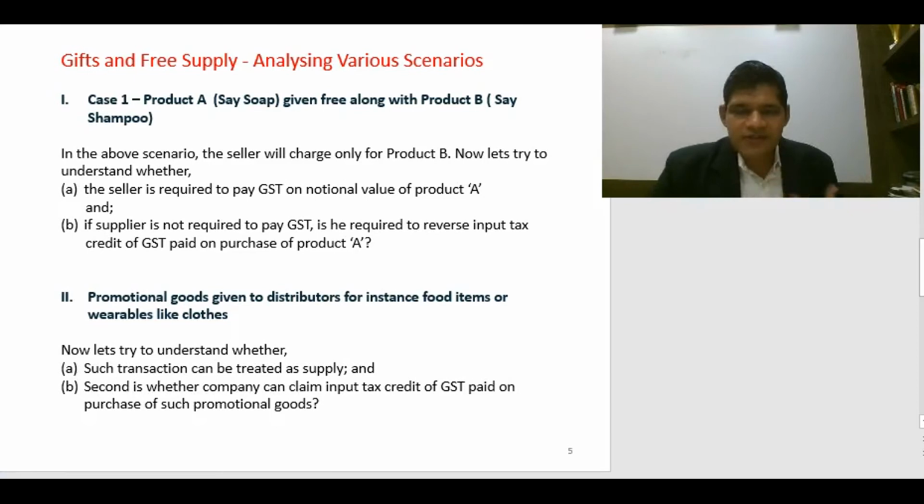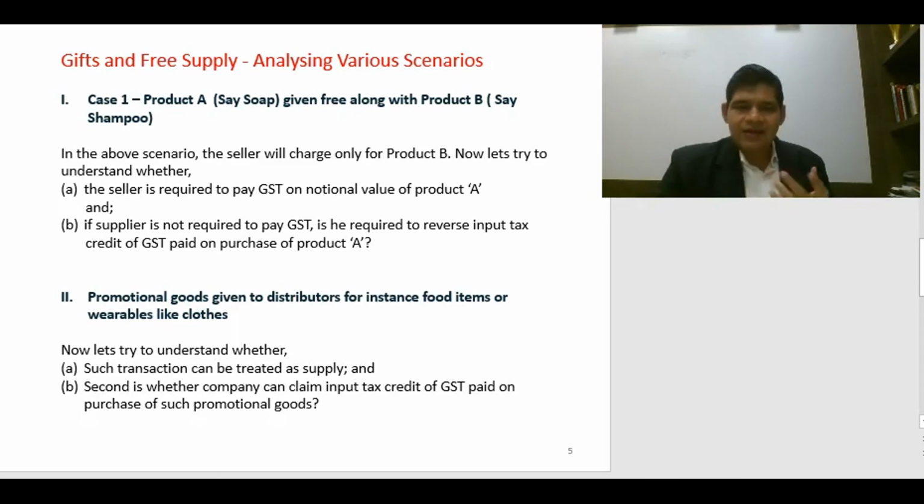Now let's talk about the second scenario, wherein promotional goods are given to the distributors by the manufacturers. For instance, food items or wearables like clothes. In this, we have to analyze two things. The first thing is whether such transactions can be treated as supply, and if such transactions are treated as supply, whether the company can claim input credit of GST paid on the purchase of such promotional goods.